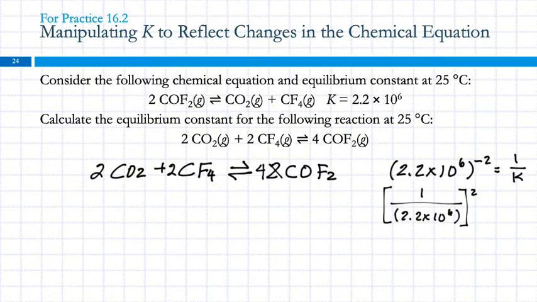It's 2.066 times 10 to the -13. So, trying to pay attention to sig figs, we'll probably call that 2.1 times 10 to the -13.